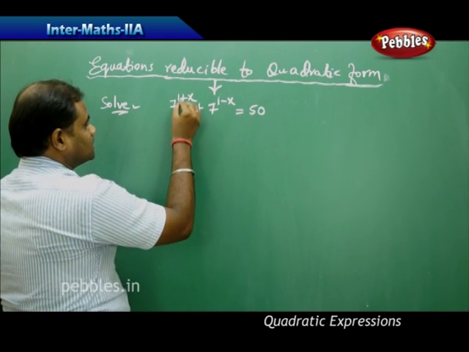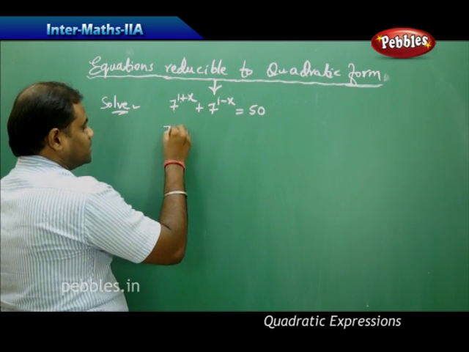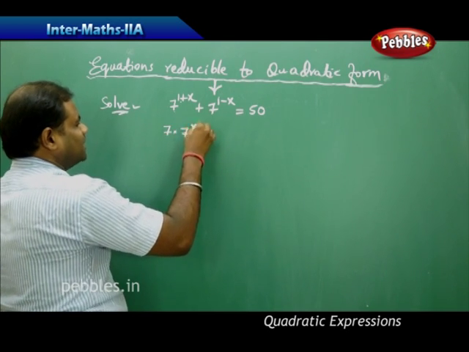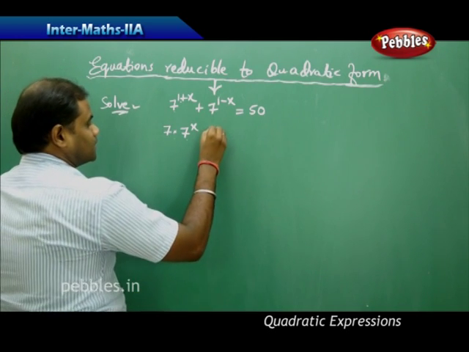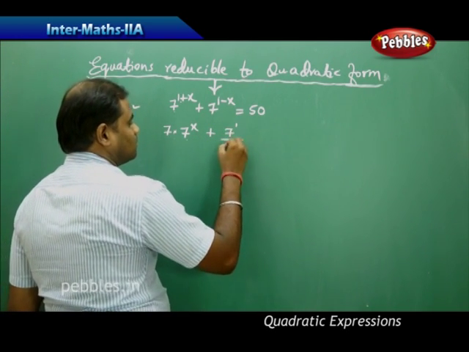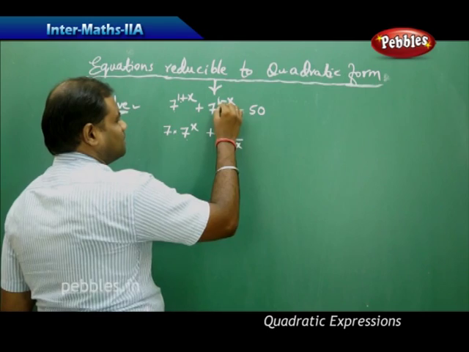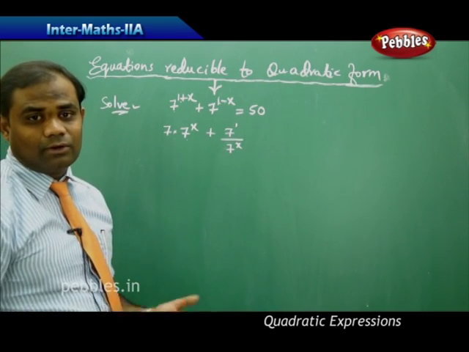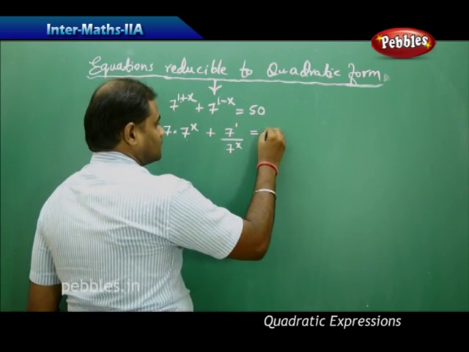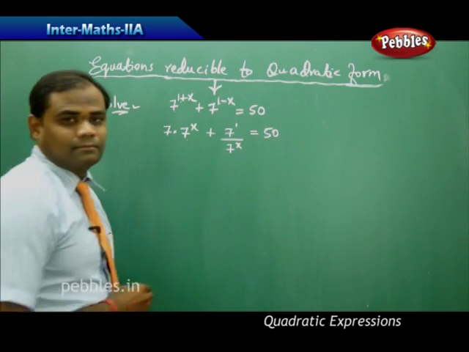So for example, 7 power 1 plus x, I split using the law of index. A power m plus n is a power m times a power n, and this can be written as 7 power 1 times 7 power x, and 7 power 1 minus x is 7 power 1 by 7 power x, because a power m minus n is a power m by a power n, the law of index, which is equal to 50.